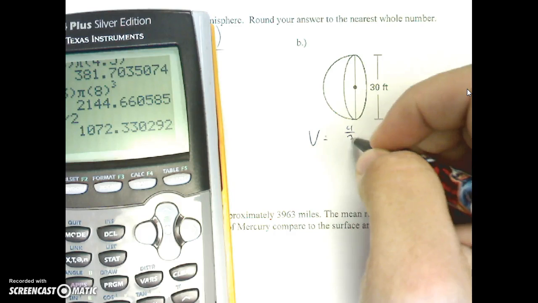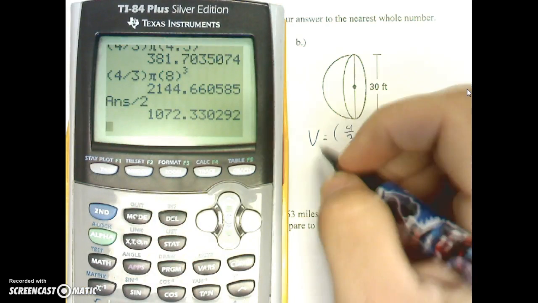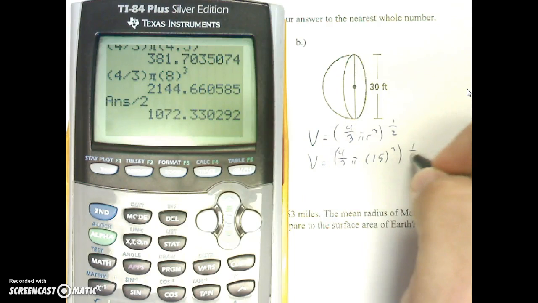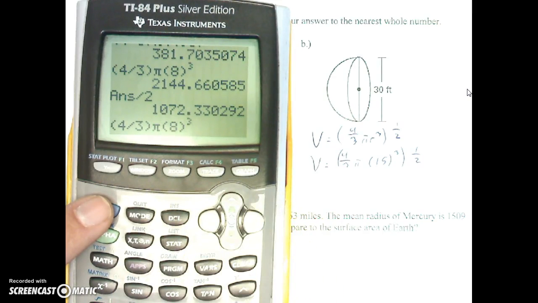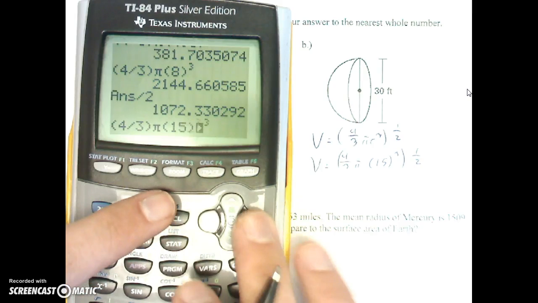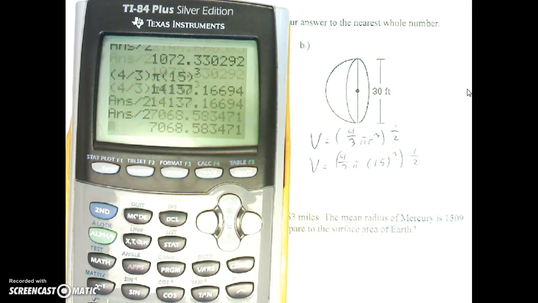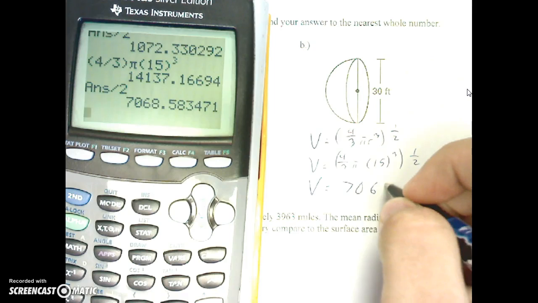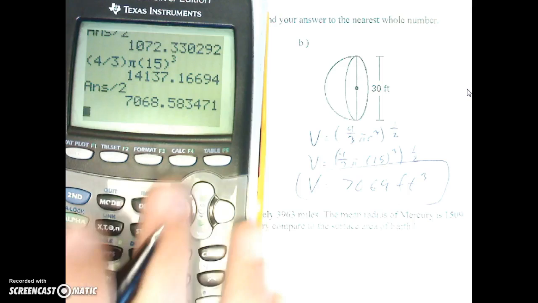All right, so over here, same idea. Volume equals 4/3 pi r cubed, and I'm going to multiply that by 1/2, or divide by 2. So my volume equals 4/3 pi 15 cubed. I'm going to hit second enter twice, come back to here, and type in 15. Okay, hit enter. There's the whole volume for my entire sphere. Divide that by 2. And we got it: 7,069 feet cubed.